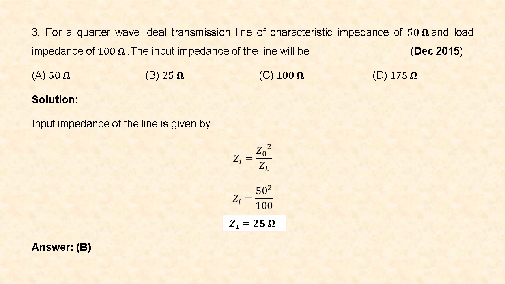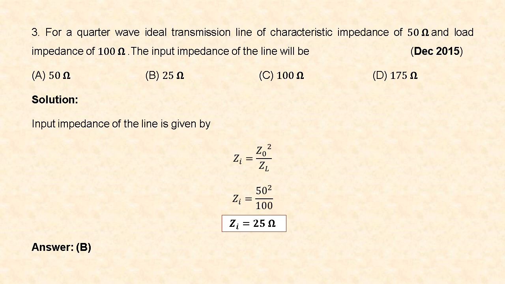Next question. This question was asked in December 2015. For a quarter wave ideal transmission line of characteristic impedance 50 ohm and load impedance 100 ohm, the input impedance of the line will be: A 50 ohm, B 25 ohm, C 100 ohm, D 175 ohm.